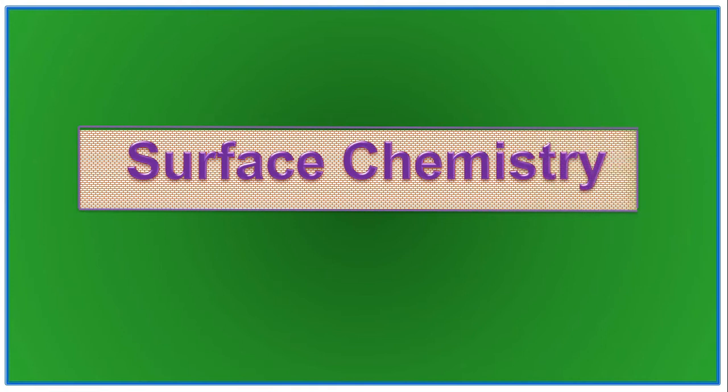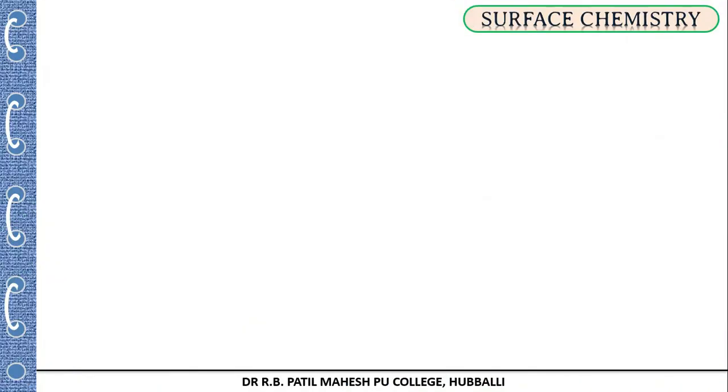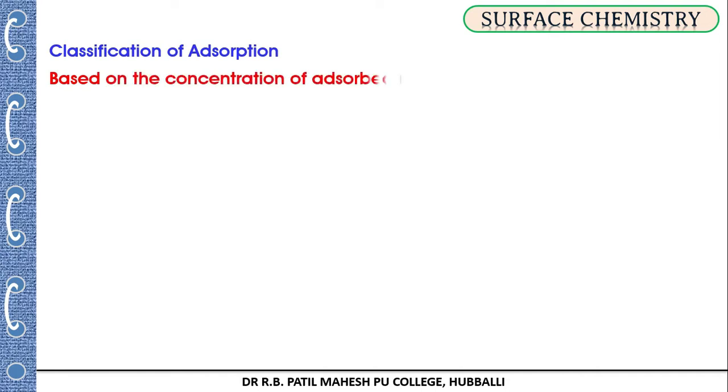Welcome to Surface Chemistry Part 2. In this part, first let us see classification of adsorption. Based on the concentration of adsorbed molecules on the surface, adsorption is classified into two types. The first one is positive adsorption and the second one is negative adsorption.